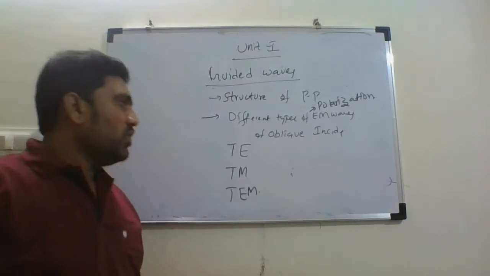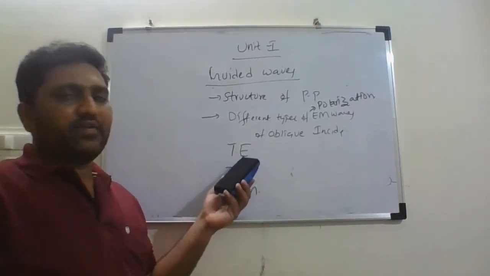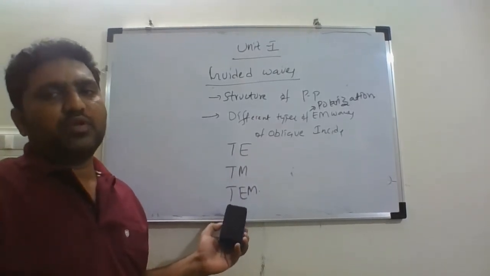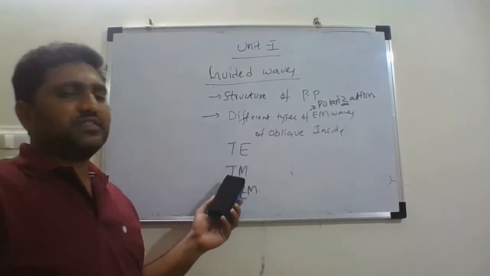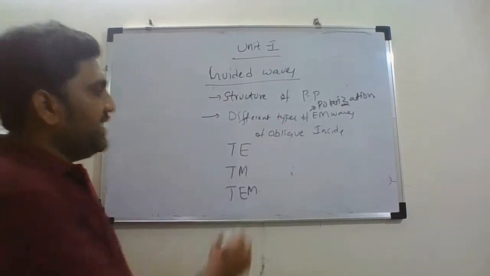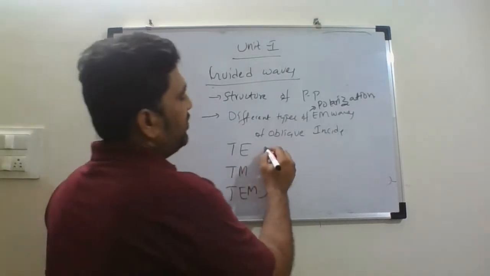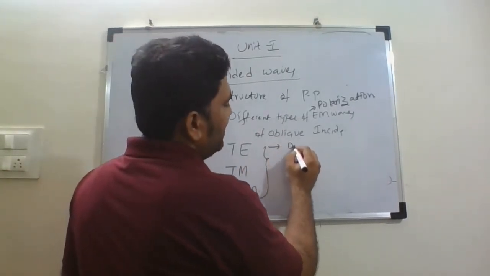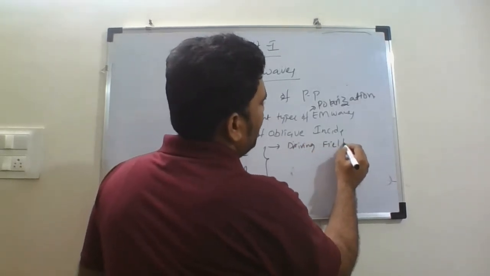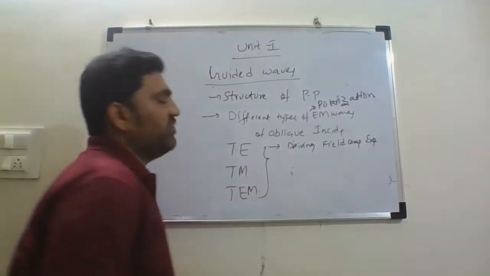TE mode, TM mode, and TEM mode. So transverse electric mode, transverse magnetic mode, and transverse electromagnetic mode. What is this TE wave, what is this TM wave, and what is this TEM wave, we'll be discussing. In each case, for example in case of TE wave, the first thing we will be deriving is the field expressions. What are the field components that are there, and what are their expressions we will derive.